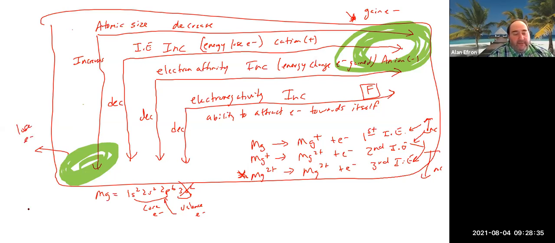And that's why what we typically think about is metals will lose electrons and become positively charged cations, while our nonmetals will gain electrons and become negatively charged anions.